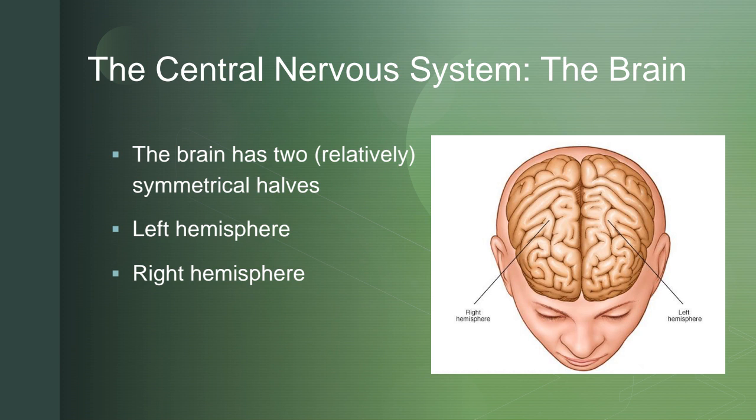Another thing that we can notice, just upon gross inspection of the brain, is that it has two relatively symmetrical halves. These halves are referred to as hemispheres. So we've got a right hemisphere and we've got a left hemisphere. Just as your body is symmetrical, having two arms, two legs, and so on, so is the brain. We've got a right side, we've got a left side.